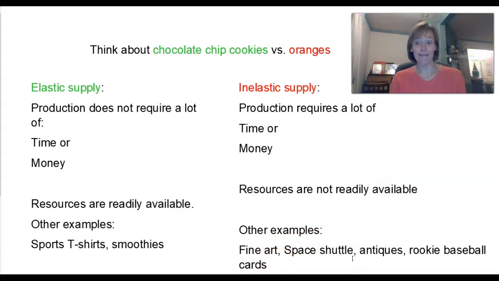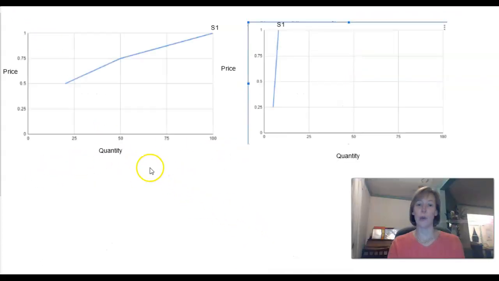making a space shuttle, antiques, a rookie baseball card. Just because price increases, none of these things can be made more in a rapid fashion to be able to respond to that price increase. So when we look at our curves, this on the left would be the elastic supply, our chocolate chip cookies, and here on the right would be our oranges, inelastic supply.